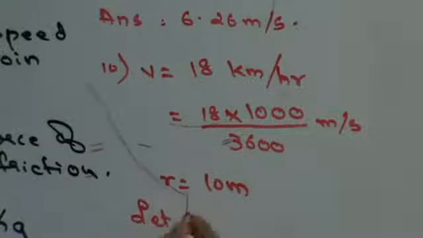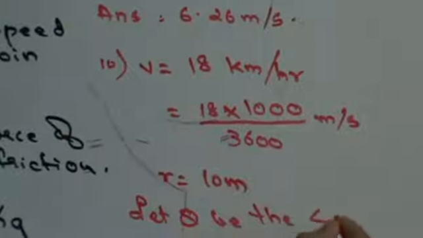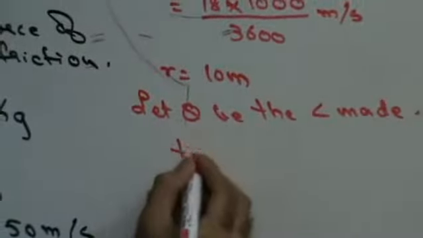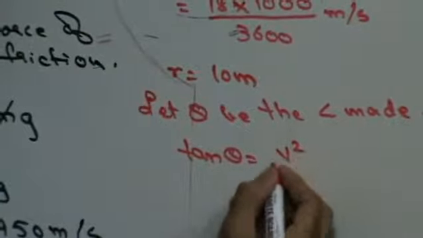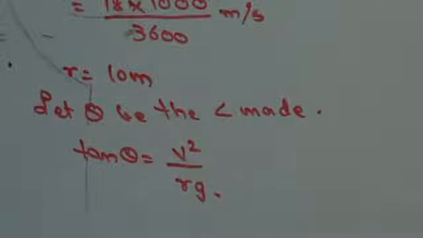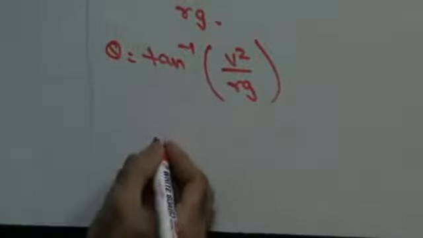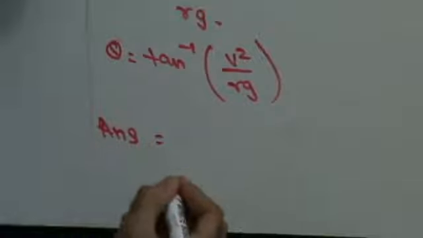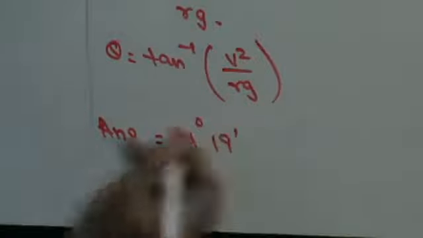Let us assume let theta be the angle made. Then I can say that tan theta is nothing but v square by rg. So you will get your value of tan theta. Take tan on the other side, so you will get theta is tan inverse of v square by rg. Right? Find the tan inverse from the logbook. You should get the answer for this as 14 degrees 19 minutes. Right? Take out the next sum please.